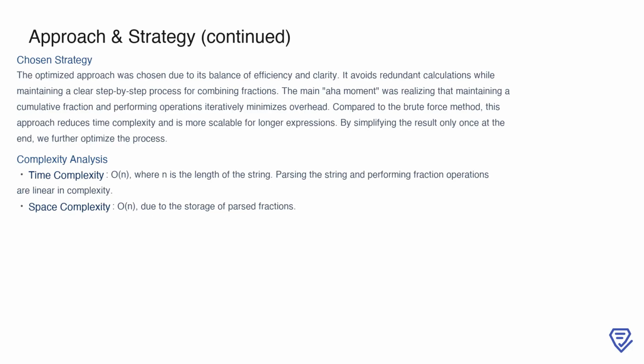The optimized approach was selected because it strikes the right balance between efficiency and clarity. By maintaining a cumulative fraction and performing operations iteratively, we minimize redundant calculations, such as repeatedly finding the least common denominator. This makes the approach not only faster but also more scalable for longer expressions. A particularly insightful realization was that simplifying the result only once at the end eliminates unnecessary overhead during intermediate steps. Compared to the brute force method, this approach significantly reduces time complexity.